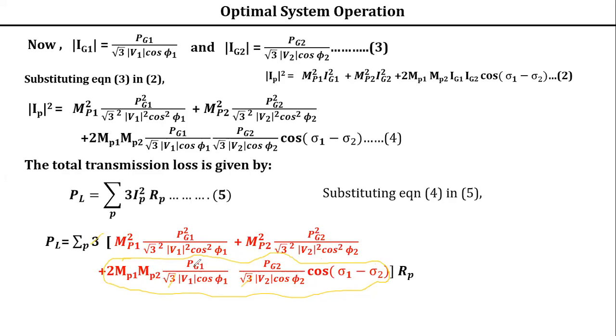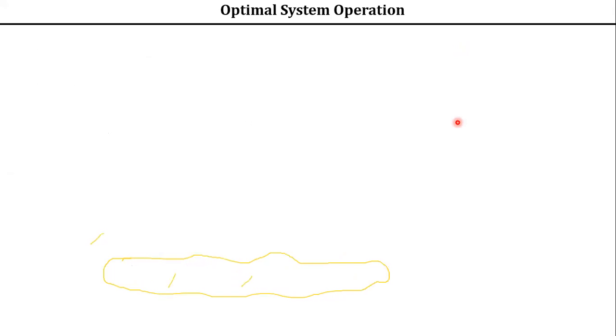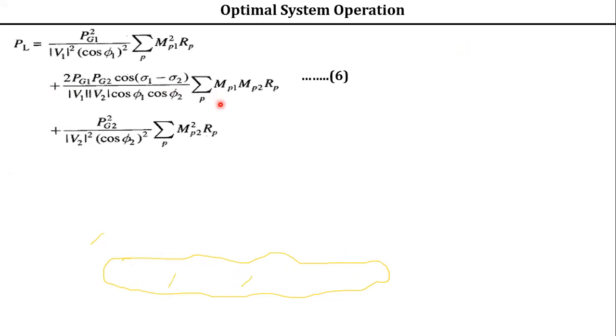So what is left out? Pg1 by V1 cos phi 1 into Pg2 by V2 cos phi 2, cos of sigma 1 minus sigma 2, summation over p of mp1 mp2 into rp. So this is what you are going to get here. You see this one, mp1 mp2 into rp. The other terms I have taken outside the summation. Hope you understood this one. Clear? Call that equation 6.